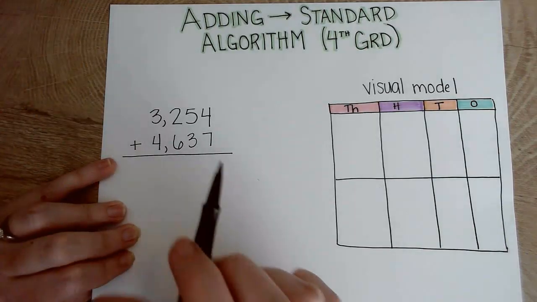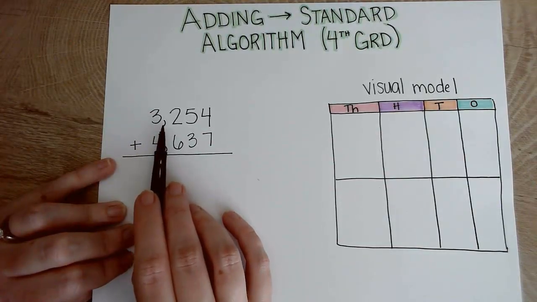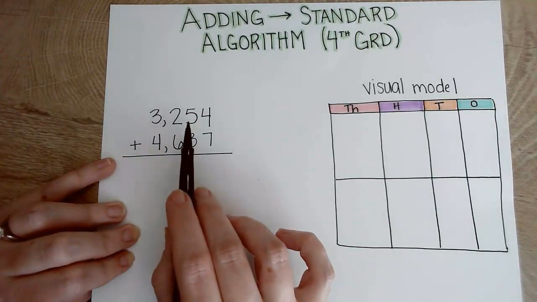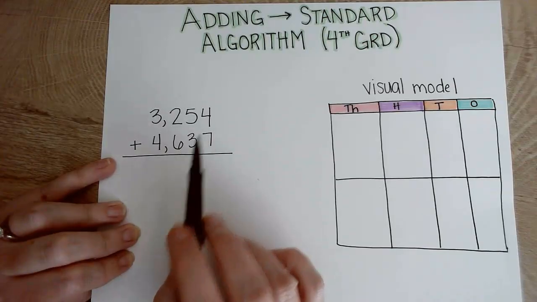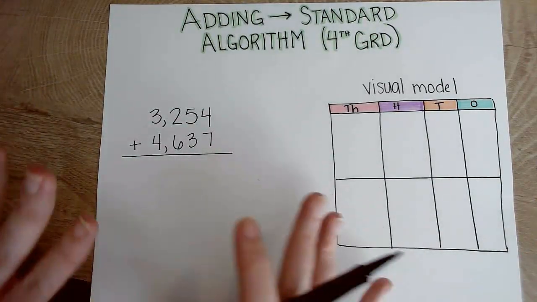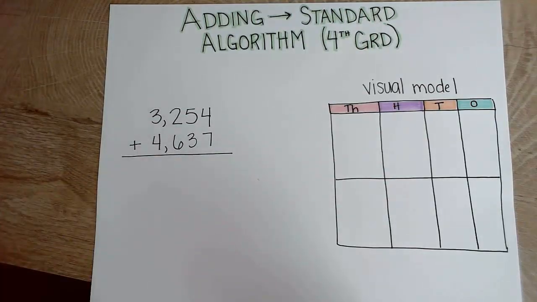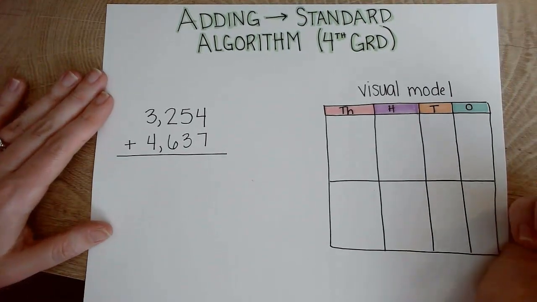So if we have numbers 3,000, and we see that comma separating our periods, 254, and 4,637, we're going to look at it two different ways today. We're going to look at it as just the standard algorithm, adding by place value, and we're going to look at how we can represent this in a visual model. Okay, so I'm actually going to set this up with our visual model.